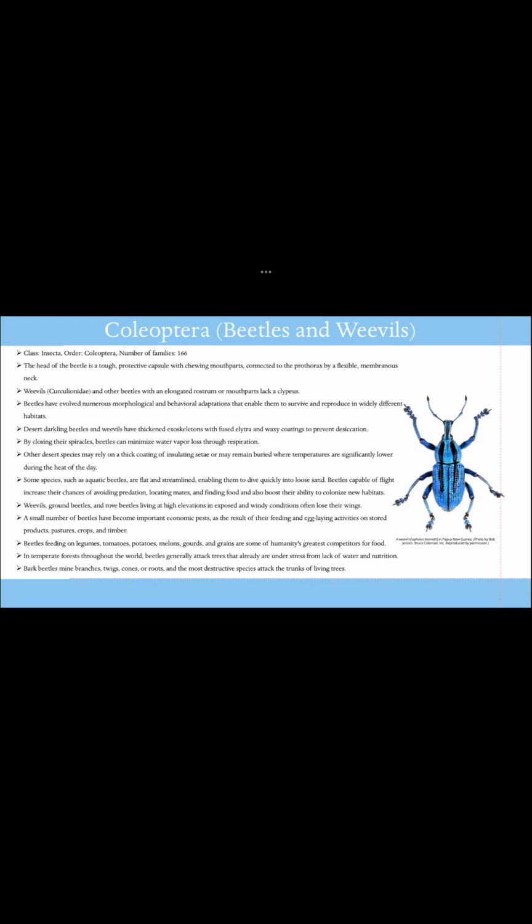Beetles have evolved numerous morphological and behavioral adaptations that enable them to survive and reproduce in wildly different habitats. Darkling beetles and weevils have thickened exoskeletons with fused elytra and a waxy coating to prevent desiccation. By closing their spiracles, beetles can minimize water vapor loss through respiration. Other desert species may rely on a thick coating of insulating setae or may remain buried where temperatures are significantly lower during the heat of the day.